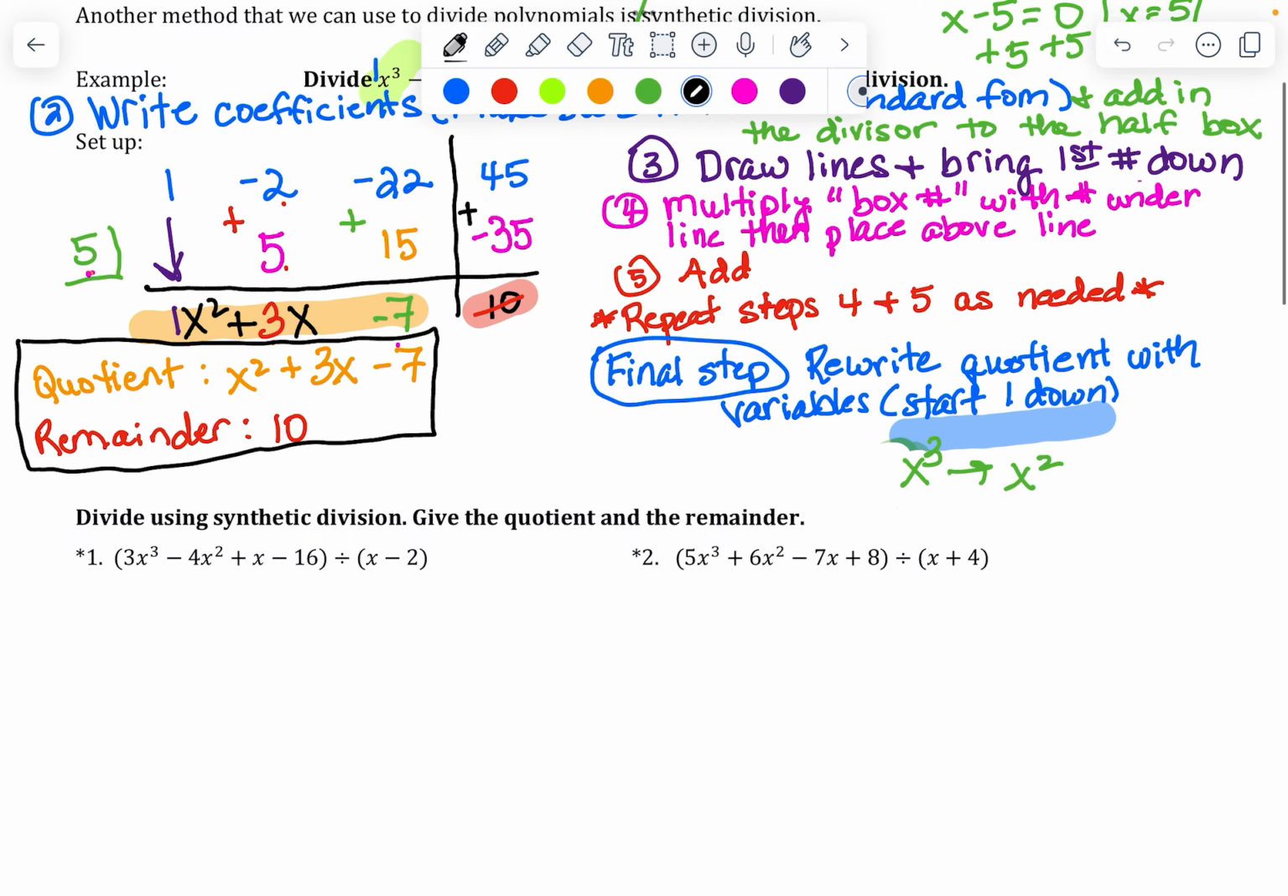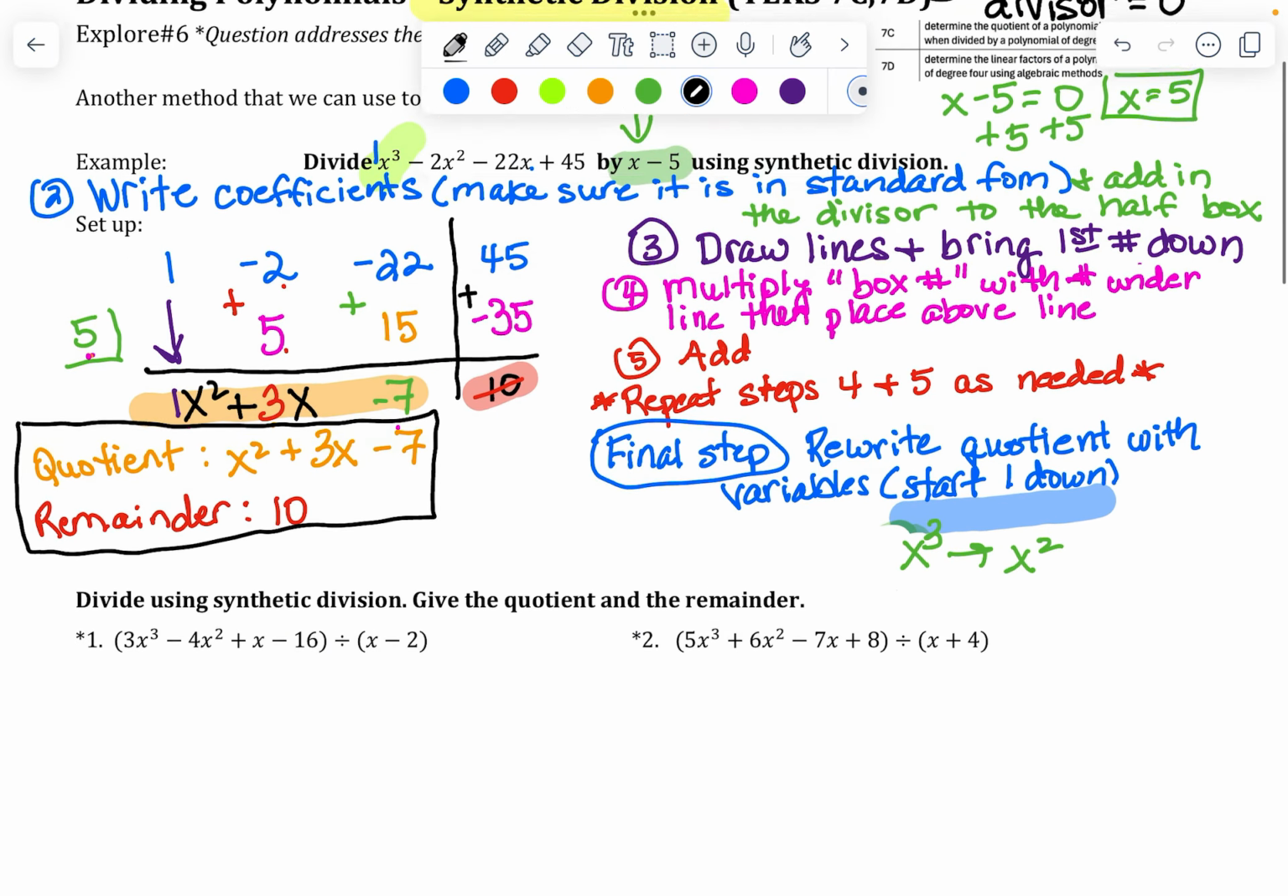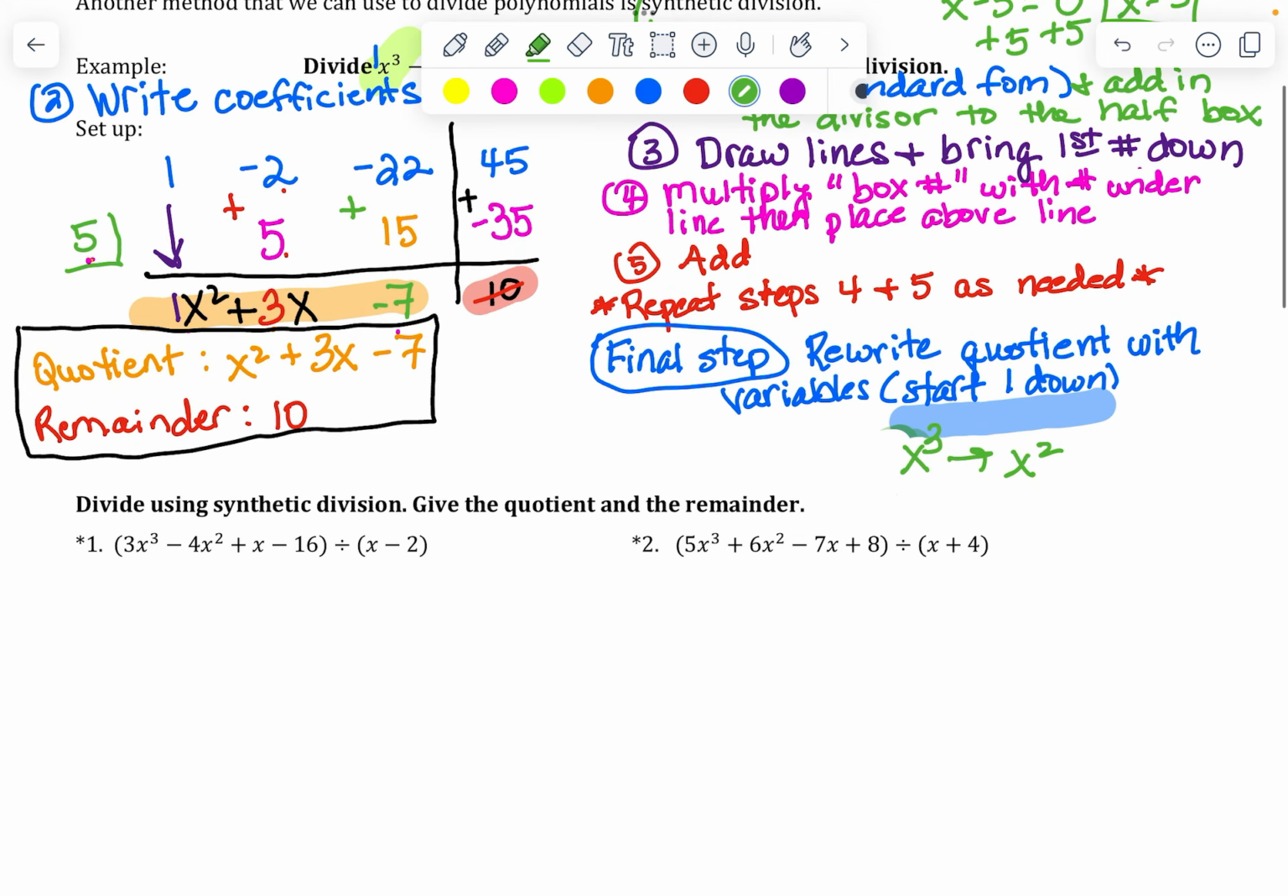Okay, so we're going to do another one with all those steps. It gets easier, I promise. So you're going to take your divisor, which is right there, and set that equal to 0. So x minus 2 equals 0. I'm going to add 2 on both sides and get x is 2.